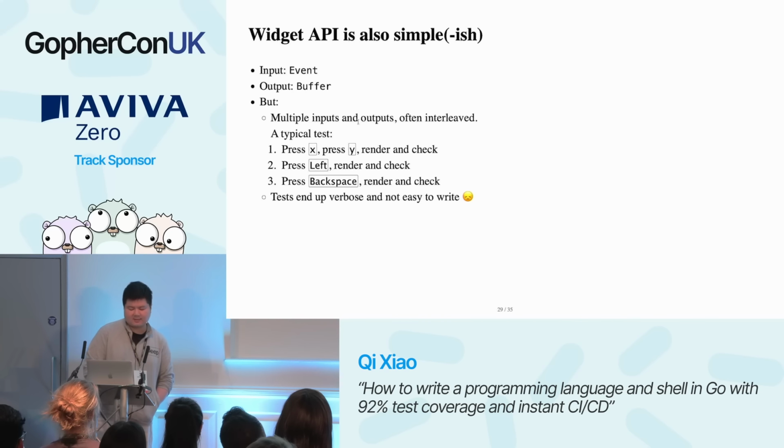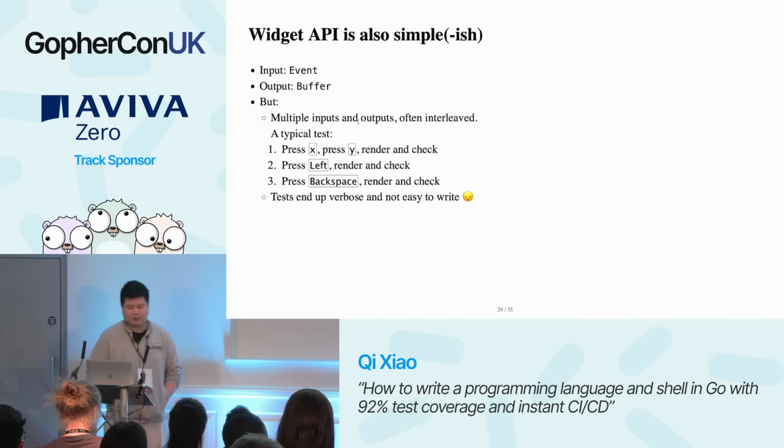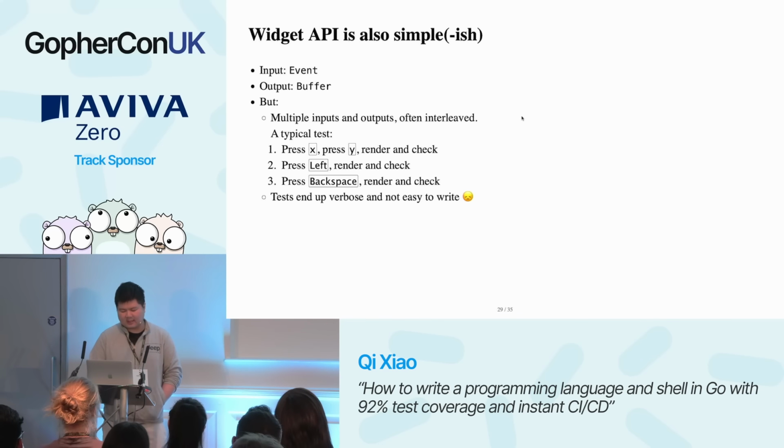So I've tried several different styles of how to write this test. I've tried table-driven tests. I've tried just writing tests in Go code. But they all kind of end up a bit verbose, and they're not terribly easy to write. And that kind of goes against what we're trying to set out to do, which is to make tests really, really easy.